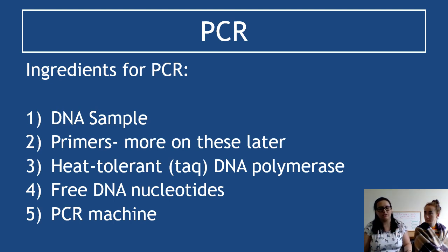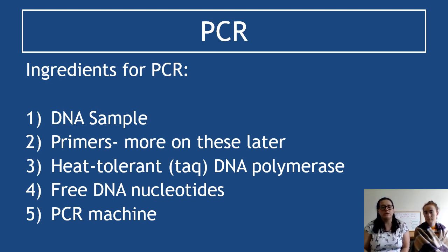If it's just normal DNA polymerase that you put into a PCR machine, when the temperature gets to 90 degrees Celsius, that polymerase, as we learned in National 5, is going to denature, it's not going to work anymore. So it has to be this specific heat-tolerant DNA polymerase, or if you prefer, you can call it Taq polymerase, but I find heat-tolerant is easier to remember because that's what it's having to do.